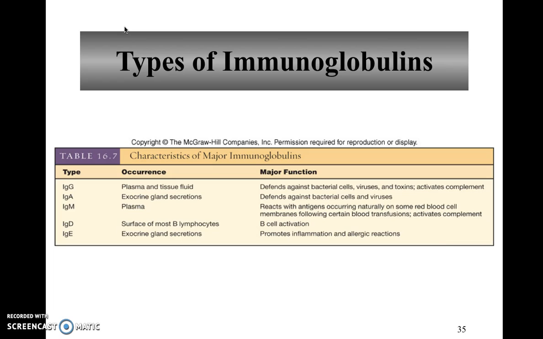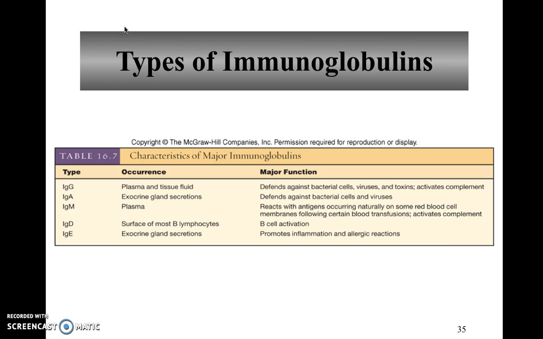So there are 5 different classes of immunoglobulins or antibodies. IgG are the most common type of antibodies, and they're found both in plasma and in tissue fluid, and they work against a variety of pathogens, including bacteria, viruses, and various toxins, and they play a role in activating complement, which is part of the non-specific defenses, which helps to destroy virally infected cells.